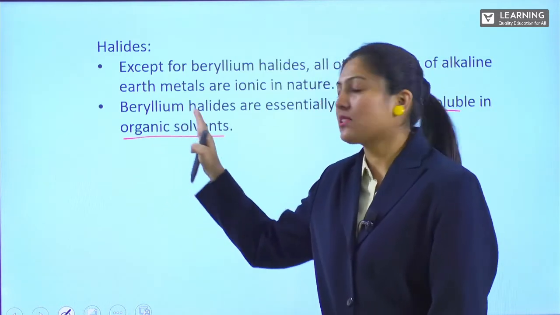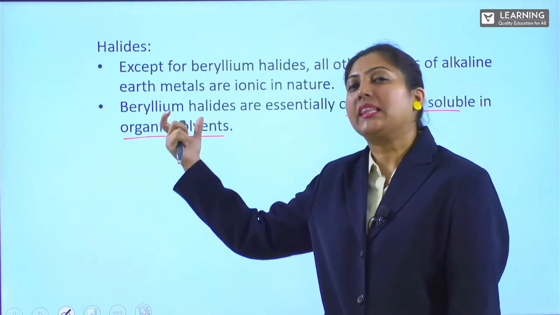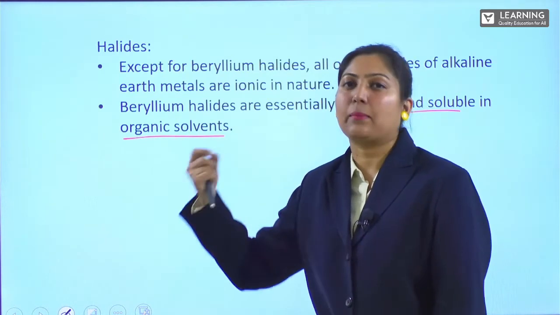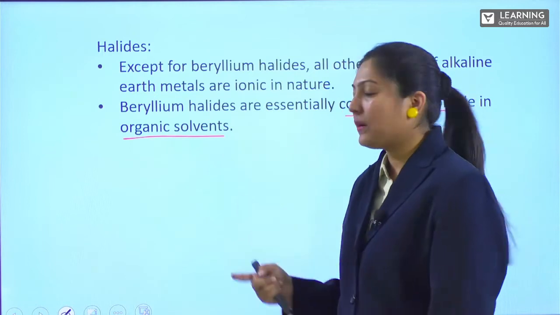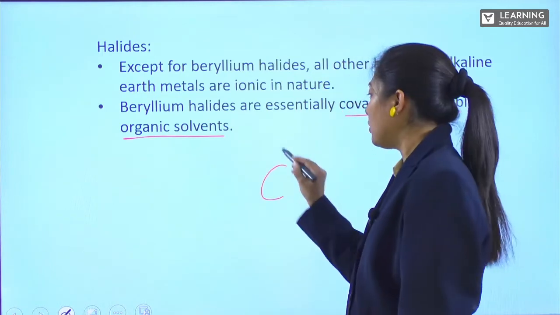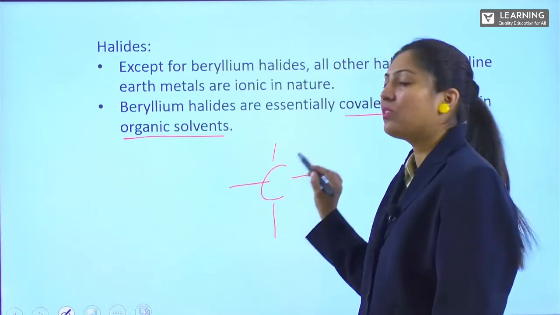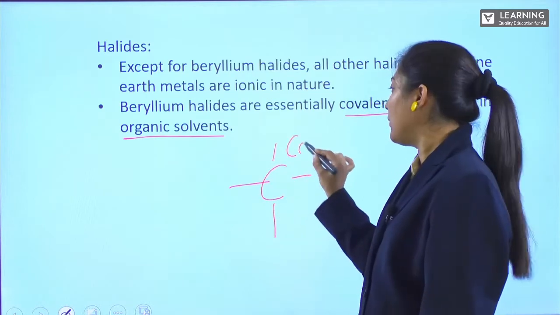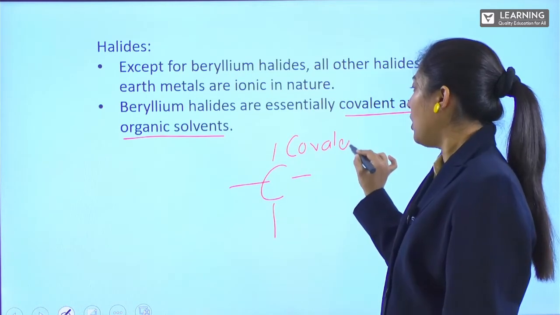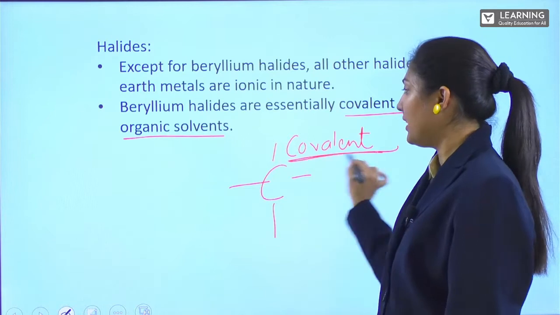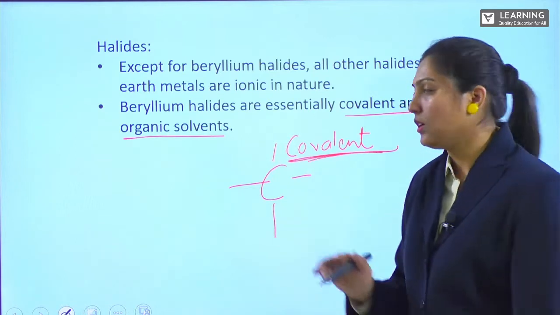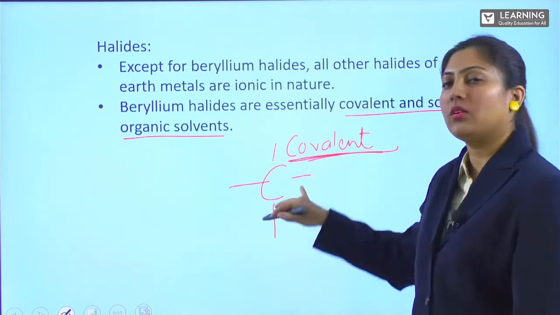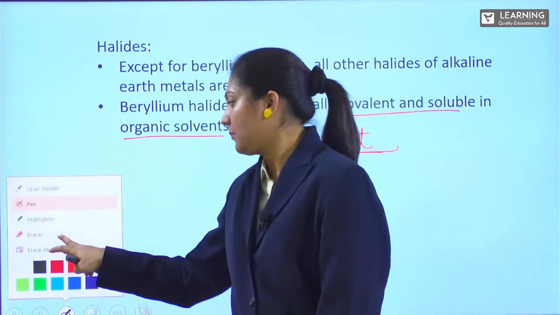So organic solvents, organic means what? These are the substances which contain carbon and its compounds. Carbon is a substance which has 4 bonds. Generally it will always be covalent. So organic substances are generally covalent in nature. So a covalent compound will dissolve in covalent solvents.